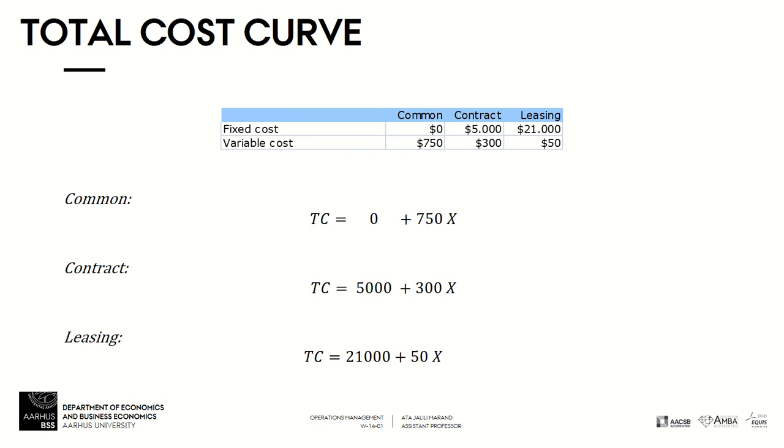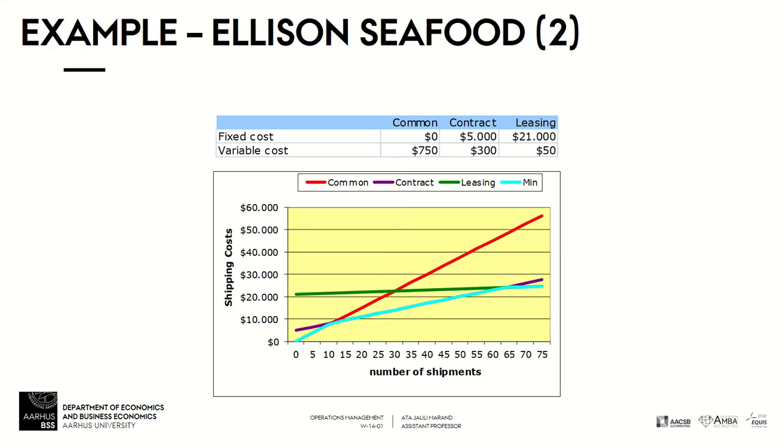And when we plot these three equations that are equations for lines, we will get this figure, something like this. So for the first alternative we have this red line, then for the second one we have the purple line, which is here, and then for the last alternative we have the green line. And of course, we can see that if the number of shipments is less than something about 11, then it is the first alternative that has the lowest cost.